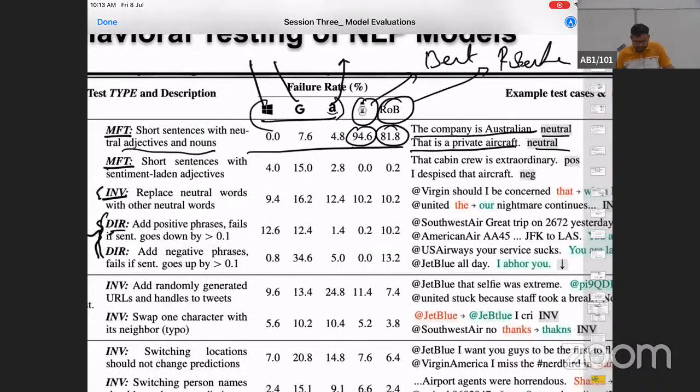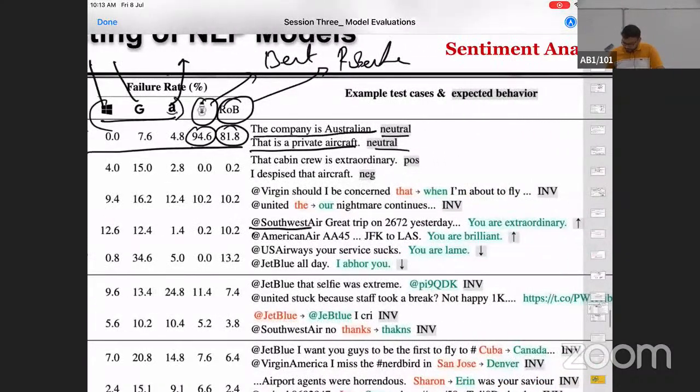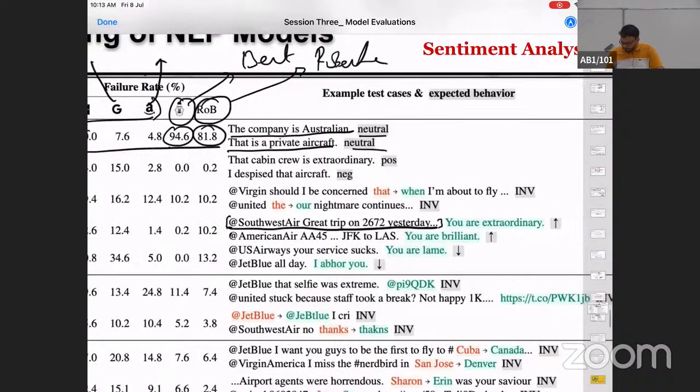Let us see some more examples. Let us talk about this directional case. In this experiment, we have added positive phrases to a positive sentence. For example, this was my original sentence: "@Southwest great trip on 2672 yesterday." This was my original review. I added a positive phrase to it: "You are extraordinary." So earlier it was positive, and now it should be more positive than what it was earlier. This is my expectation.